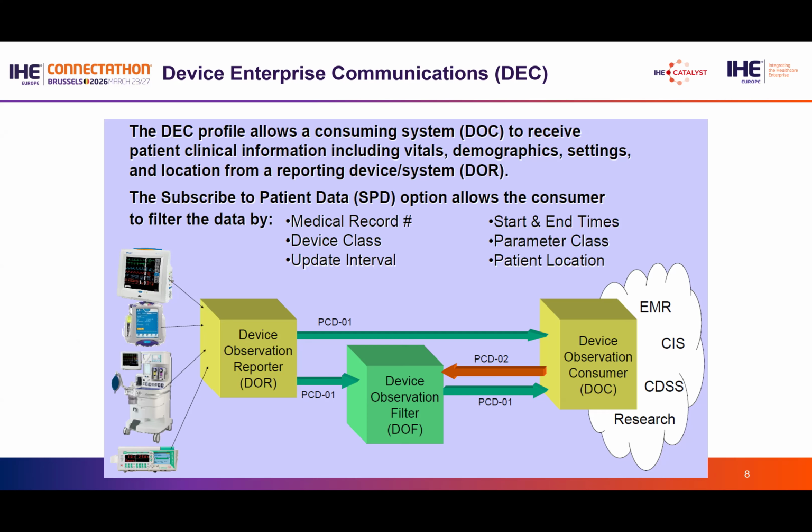In the Connectathon's Gazelle test repository, we have 9 tests defined for the DEC profile. There's a basic one-on-one test between a reporter and consumer, and there's a test with multiple reporters to multiple consumers. And those 2 tests are required for all participants. The others are optional based on the type of device that you have.